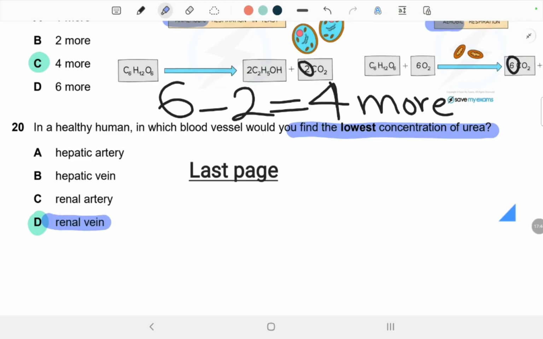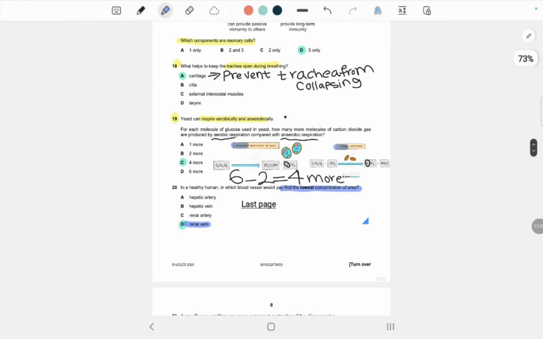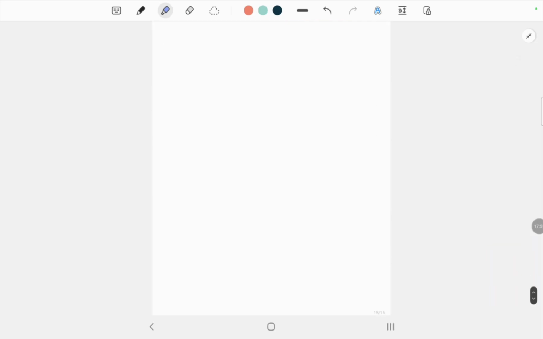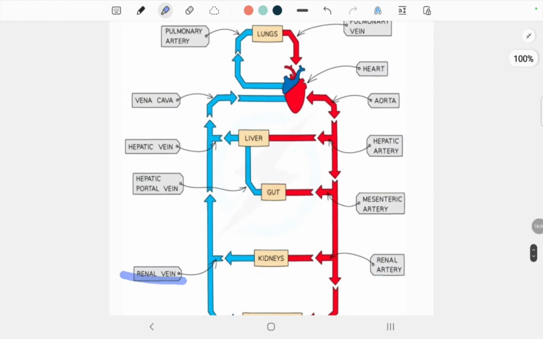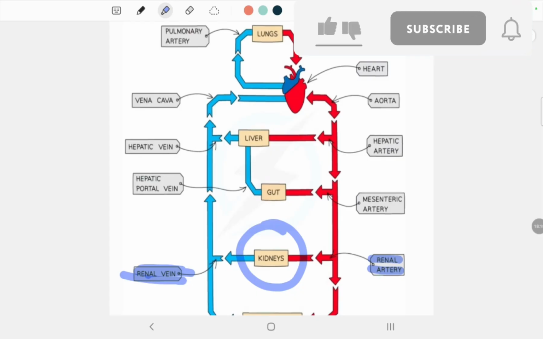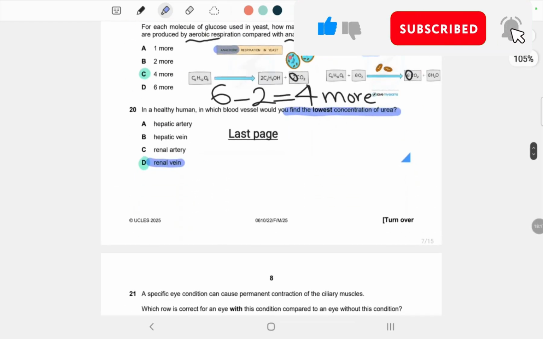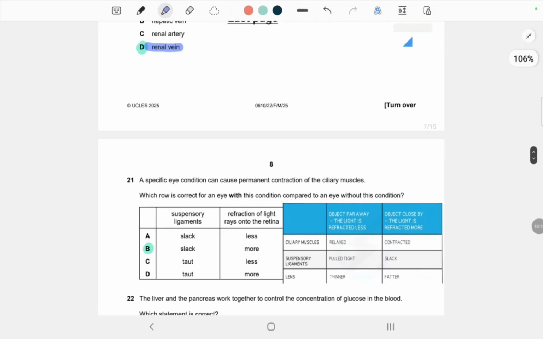Now, in a healthy man, in which blood vessel would you find the lowest concentration of urea? Of course, it will be the renal vein, because the renal vein, as you know, contains deoxygenated blood, and the renal artery contains oxygenated blood. Let us also see it here in the diagram I listed for you. When I'm talking about renal, I'm talking about the kidneys. So the renal artery will contain more of these, and the renal vein will contain less oxygenated blood and less nutrient content. So of course, it will be the renal vein as your answer.